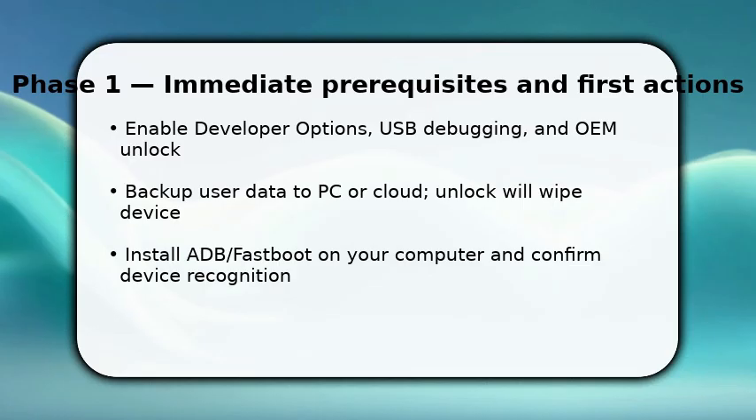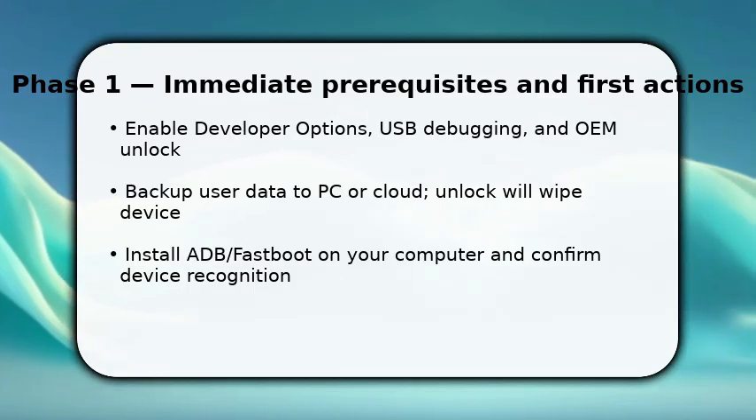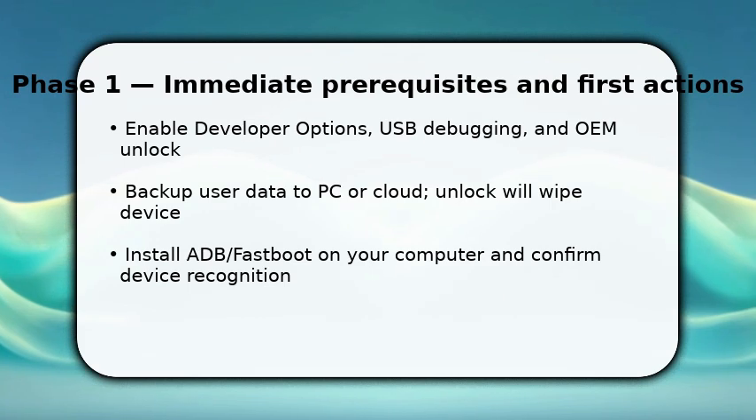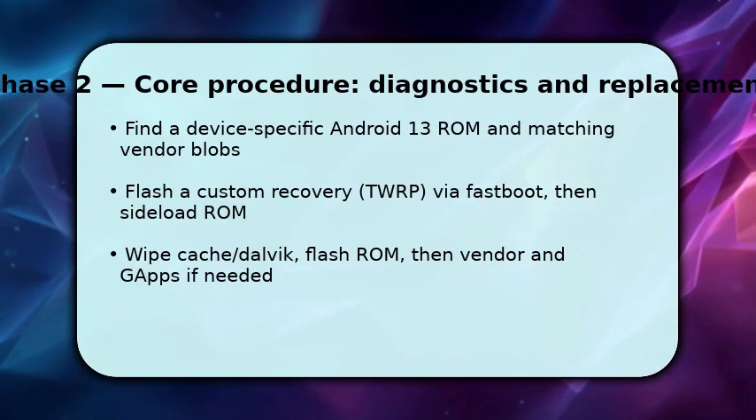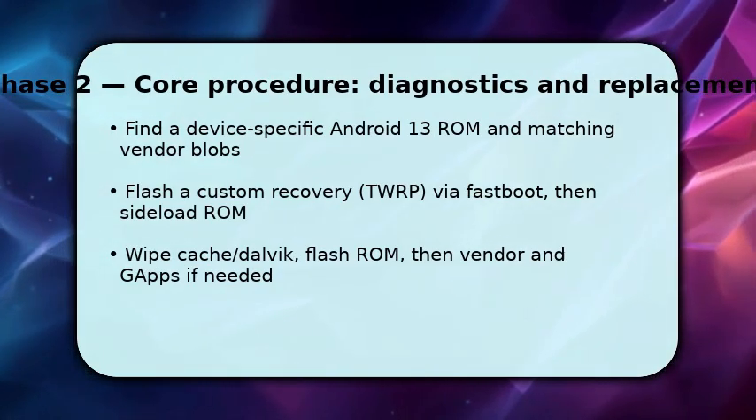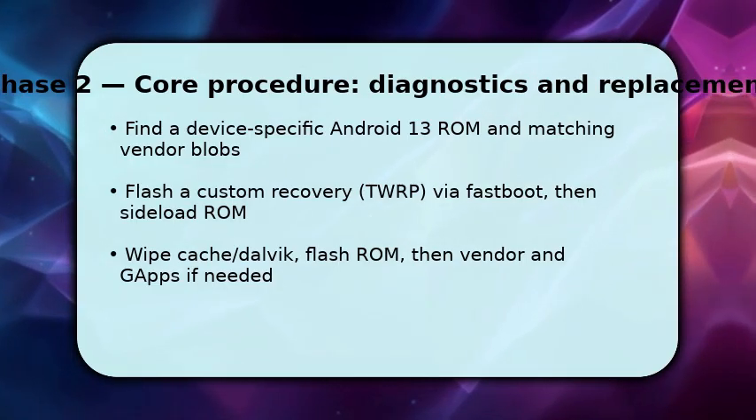Then install ADB and Fastboot on your computer and verify your phone shows up with adb devices. This confirms connectivity. You do this first because a stable host environment is needed before you unlock the bootloader. Next, you obtain a device-specific Android 13 custom ROM and any required vendor blobs. Compatibility matters, so verify model and codename.